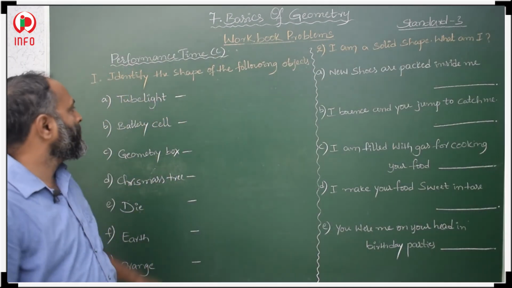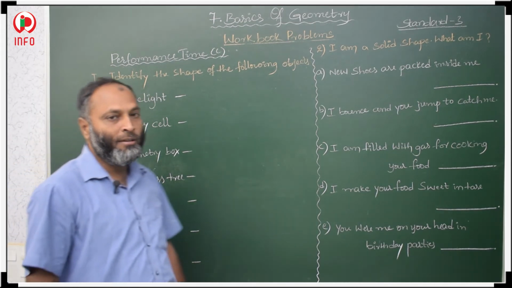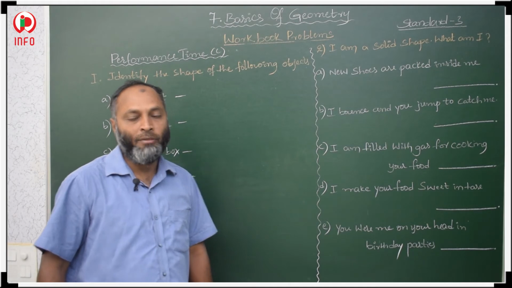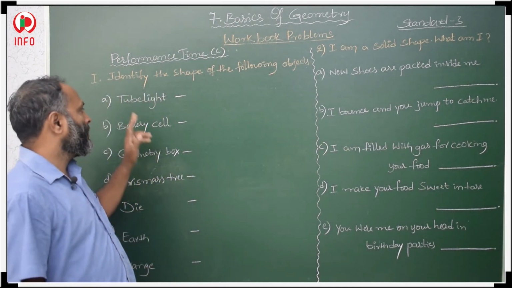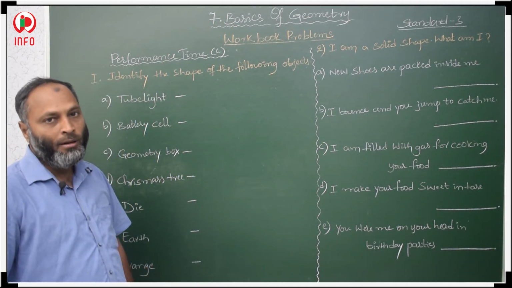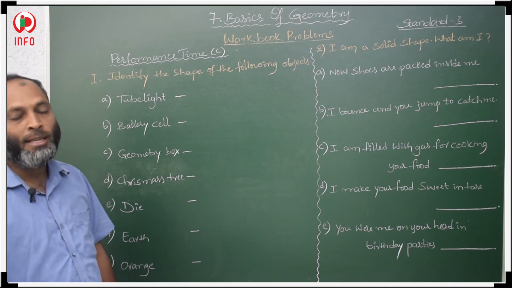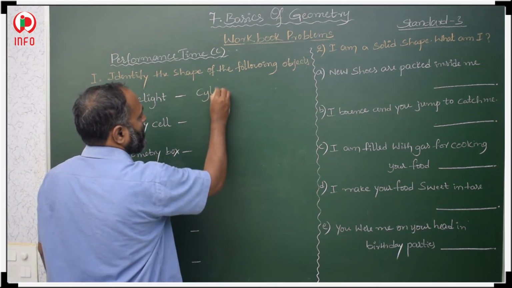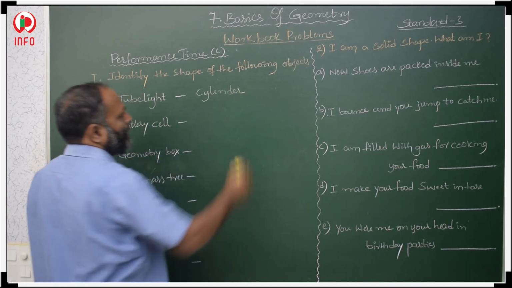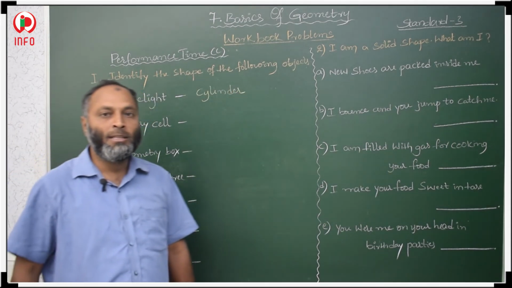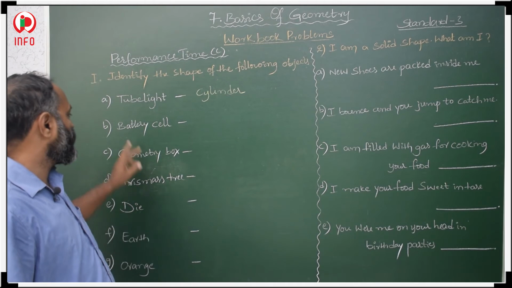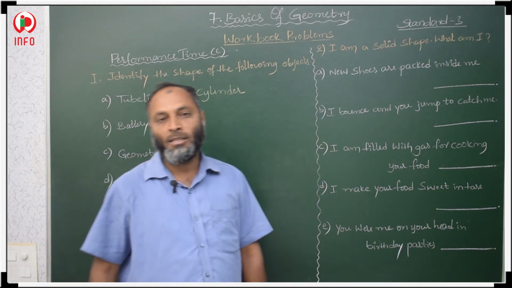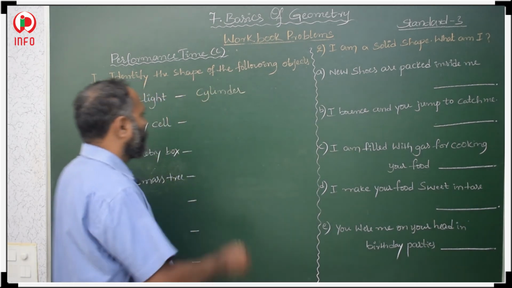In performance time C, what is given? Identify the shapes of the following objects. Here we have to identify the shapes of the objects and write them. The first one, tube light. All of you know the tube light. Tube light is in cylindrical shape. Next, battery cells. How are they? They are in cylindrical shape. So it is also a cylinder.